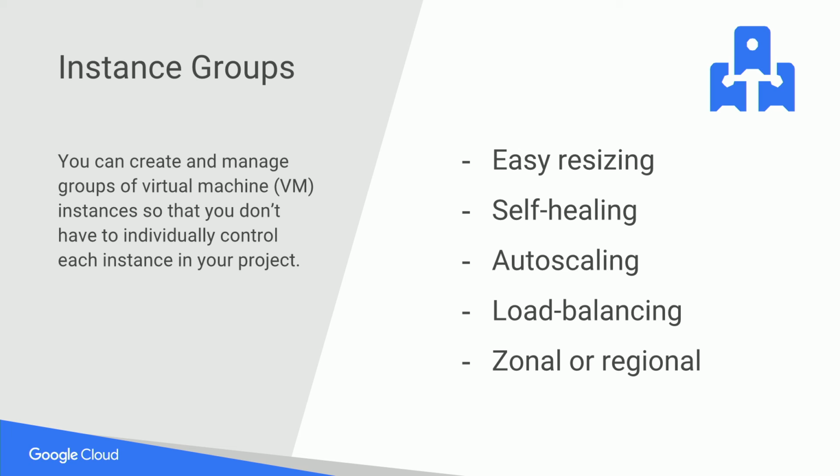You can choose to make those instance groups regional instead. And if you do that, your instances are spread across multiple zones, which makes it less likely that if there's an outage in one zone, that's going to interrupt service to your end users.